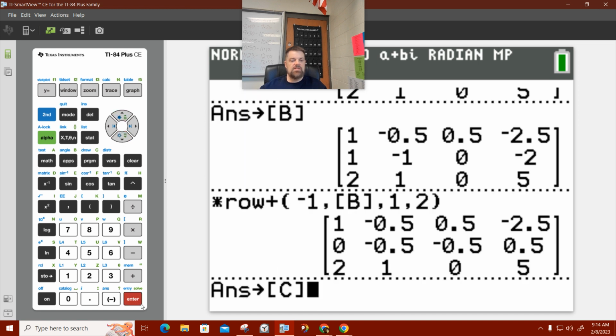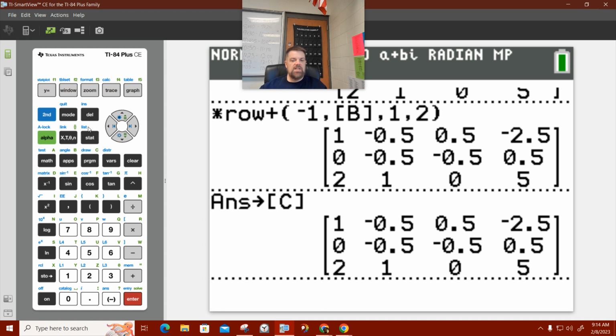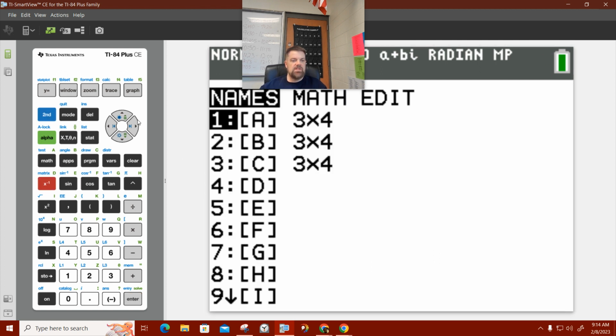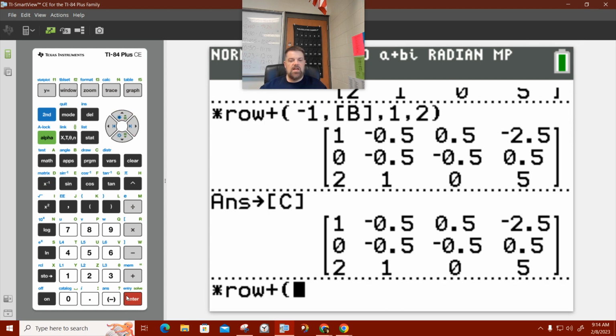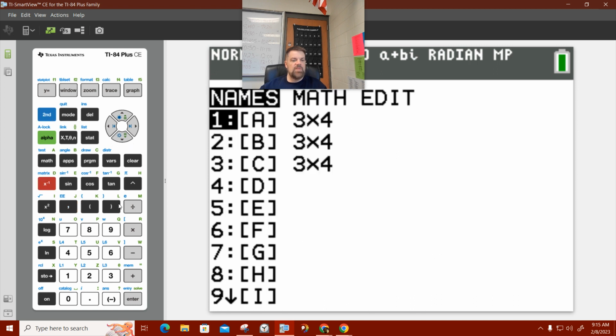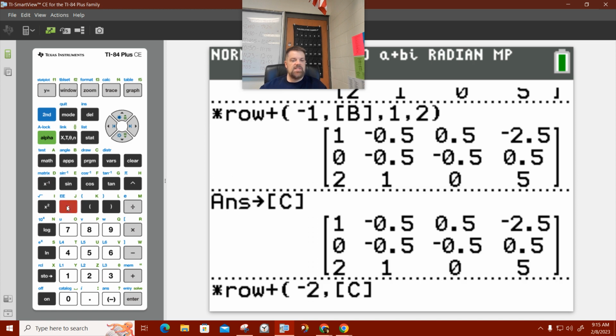Next, I'm going to store that to matrix C. Oops, matrix C. And now I'm going to take this first row, multiply it by negative 2, and add it to the third row. And that'll give me my 0 here. So I'm going to go second matrix, go to the math, hit up, multiply a row, and then add it to another. I'm going to multiply by -2 the first row of now matrix C. That's the third one. Matrix C, comma, the first row, and then add it to the third row.